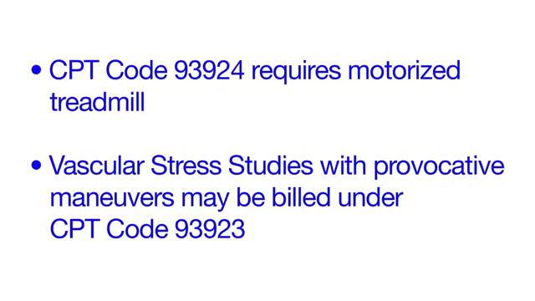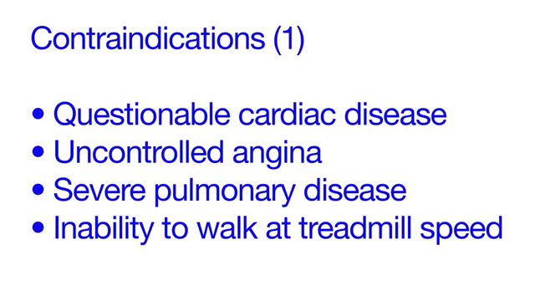The test fundamentally involves taking the ABI at rest, exercising the patient on a treadmill for 5 minutes or until pain precludes continuing, then quickly laying the patient down again, taking the ABI again, and at periodic intervals until the ABI has returned to the beginning value.